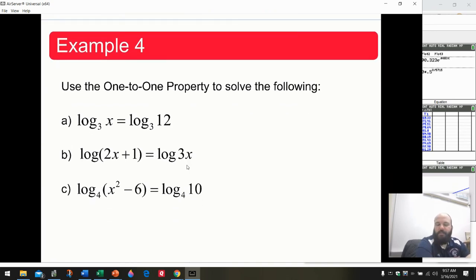Now, the next set of example problems I'm going to show you wants you to use the one-to-one property to solve. And the one-to-one property tells us that basically you've got to have the bases of the log be the same. And if they are the same, then what is being logged is equal. So if you look here, we have log base 3 and we have log base 3. So those are the same, which means then if these are going to be equal, x has to equal 12.